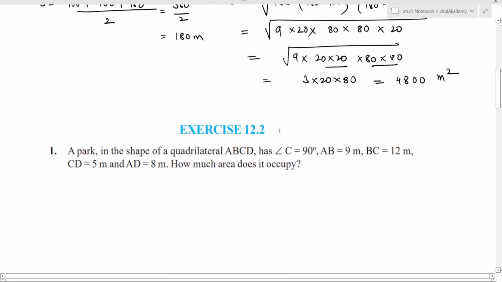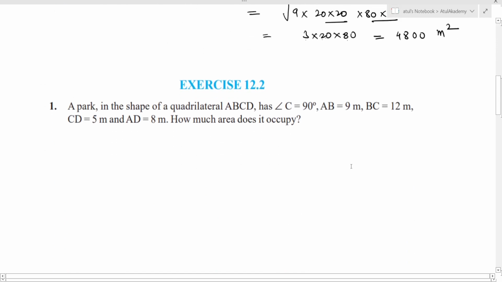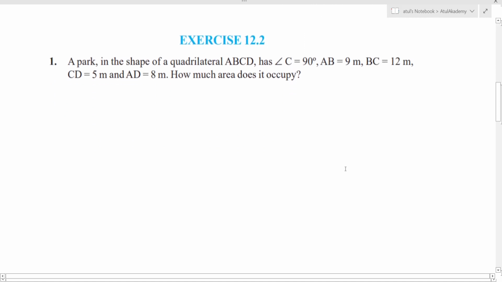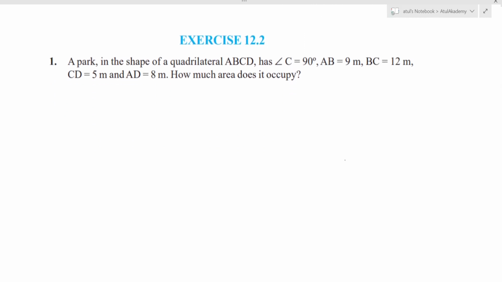Now let us start a few questions from exercise 12.2. Most of the questions are based on quadrilaterals, so we will do that. We will be using Heron's formula only, but together with that, a few of the properties of triangles and quadrilaterals we'll be using over here. Okay. Now let's draw the figure first.